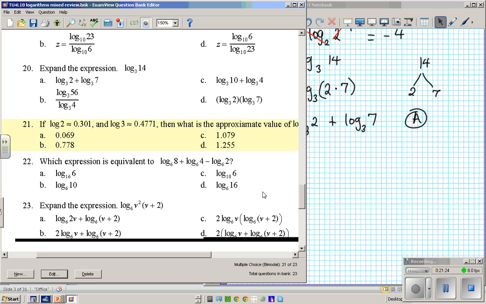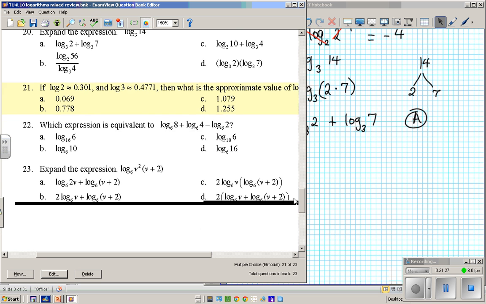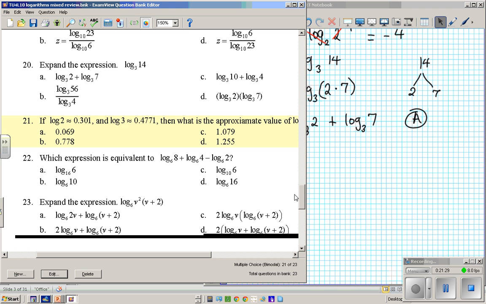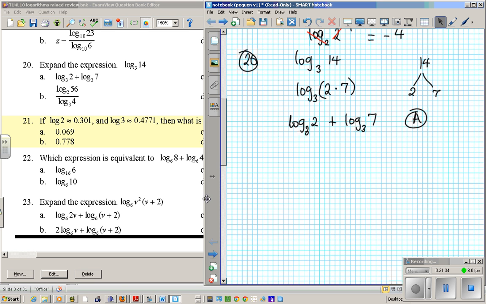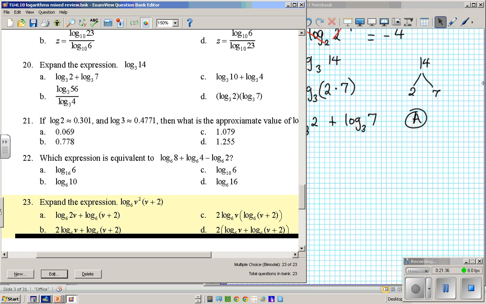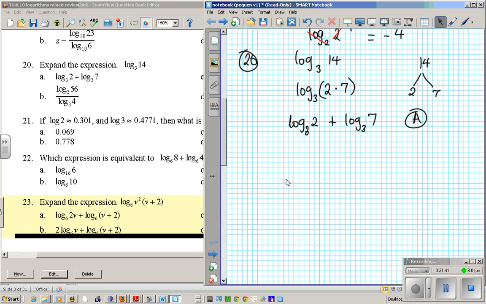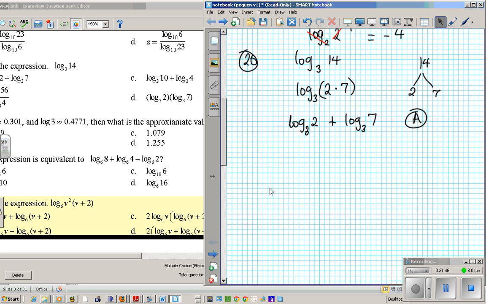Okay, let's move along to number 22. Let's look at number 22. We have to find the equivalent value of log base 6 of 8 plus log base 6 of 4 minus log base 6 of 2.